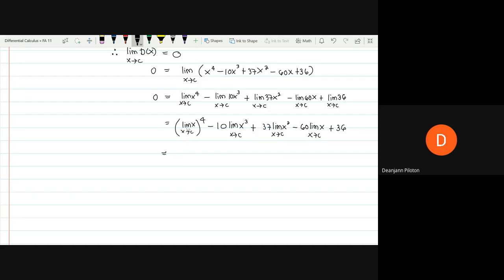And this is equal to limit of x as x approaches c. So ang x class is pulihan na ni c, no? So that is c raised to 4 minus 10 times limit of x as x approaches c. Then gamitan ni mo ni power rule because x is naka-raise pa og 3 plus 37. Then gamitan po din mo siya og power rule raised to 2 minus 60. Kaning limit of x as x approaches c. So that is equal to c. Then plus 36. So we have c raised to 4 minus 10 times c raised to 3 plus 37 times c raised to 2 minus 60c plus 36.